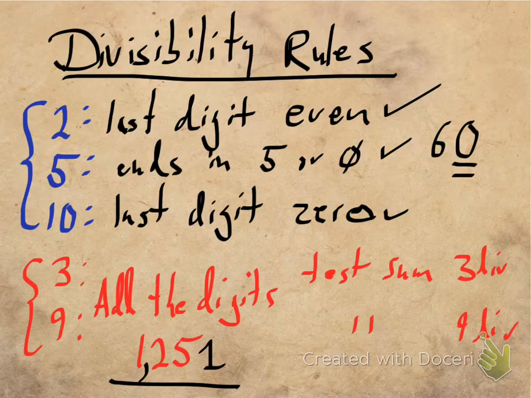Now, because 1,251's digits add up to 9, what does that mean about divisibility? It means it's divisible by both 3 and 9. Yeah, because 3 goes into 9. Right, right. Now, here's another thing.